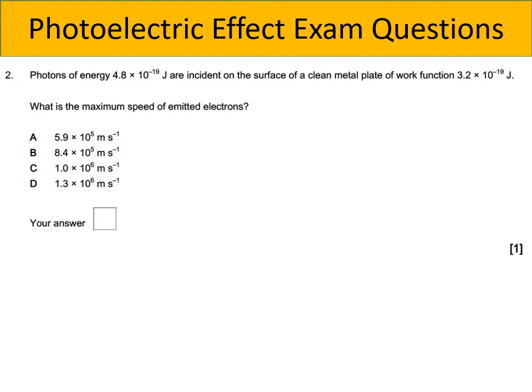Question number 2, another multiple choice question. Photons of energy 4.8 times 10 to the power minus 19 joules are incident on the surface of a clean metal plate of work function 3.2 times 10 to the power minus 19 joules. What is the maximum speed of an emitted electron?